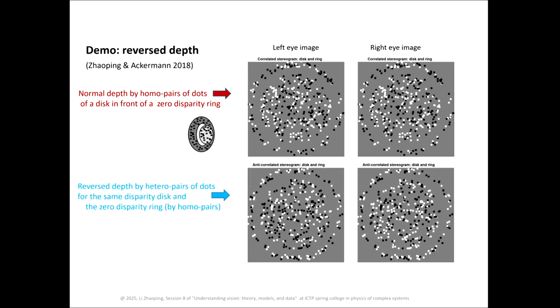The central disk has the same binocular disparity as that in the top stereogram relative to the zero disparity ring. However, all the dot pairs for the disk are non-hetero pairs. A black dot in one eye corresponds to a white dot in the other eye for the disk. If you free fuse this bottom stereogram, you cannot see whether the disk is in front or behind the ring. This is because you usually do this free fusion in your central visual field.